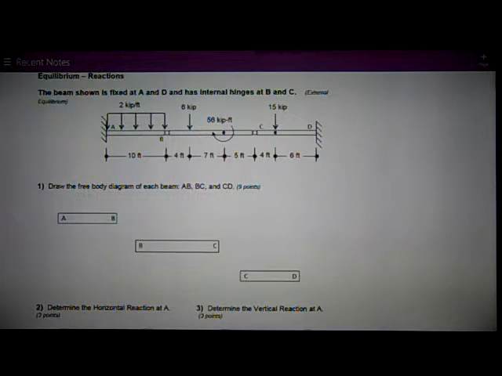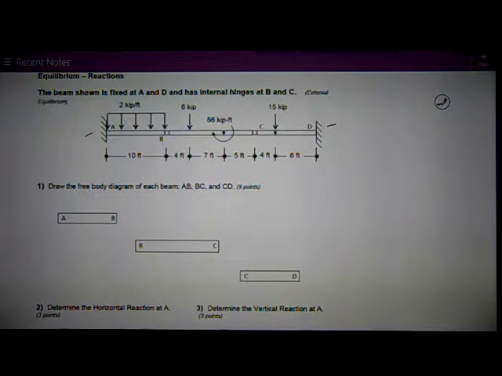First problem is basically a statics review where we've got a beam, actually a simple frame, fixed at each end, A and D, and has internal hinges at these points B and C along its length. Now, the key to analyzing these things, what we want to know is the reactions at one end or the other, A or D.